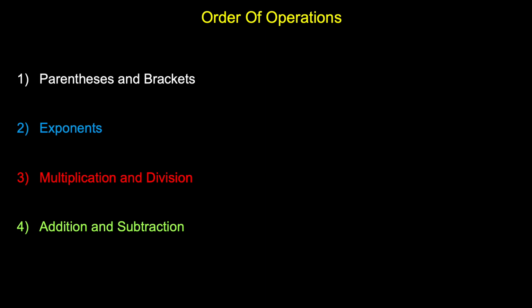For example, if we have something like this, we have parentheses, so we need to start with it. Inside the parentheses, we have 2 plus 1, which is 3. Then 3 times 5 gives us 15, our final answer.